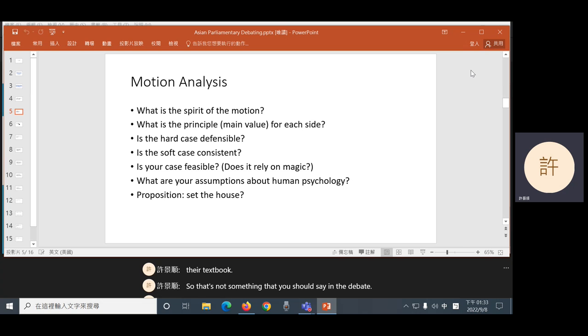Another way to think about this question is, does it rely on magic? If your motion is, this house would implement a one-state solution in Israel. So this is the Israel-Palestine conflict. And the motion asks you to create one country for both sides.